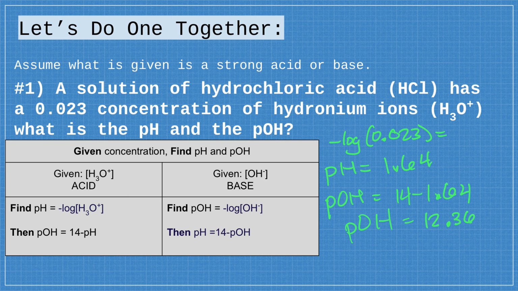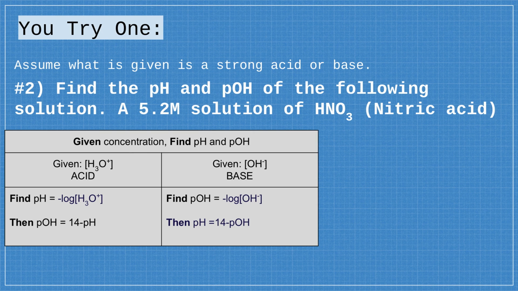pH is a unitless number, so you do not need to apply a unit to your pH or pOH answers. Then, once we got the pH of 1.64, the pOH is going to be 14 minus the pH, which is equal to 12.36. You try.